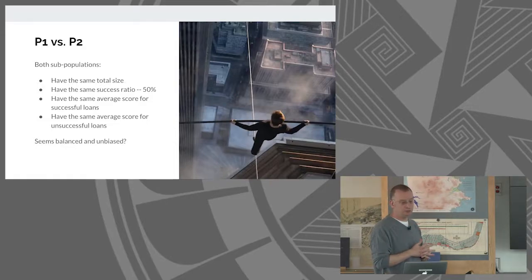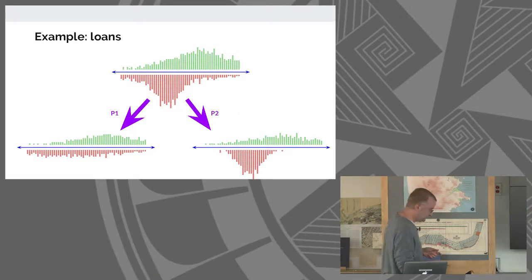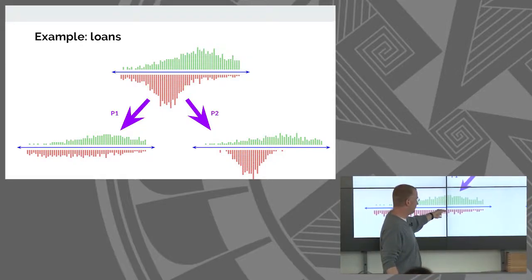And so if I were to look at those facts, I might conclude that it's unlikely that my predictor would be biased in this case. Of course, I'm going to show you that it is. If we pick a threshold based on max profit, 66 in this case, you can immediately see evidence of bias here because 64% of P1 receives loans and only 57% of P2 receives loans. So that's probably not an outcome that we want. And you can see why, because the 66 or 67 threshold is about here.